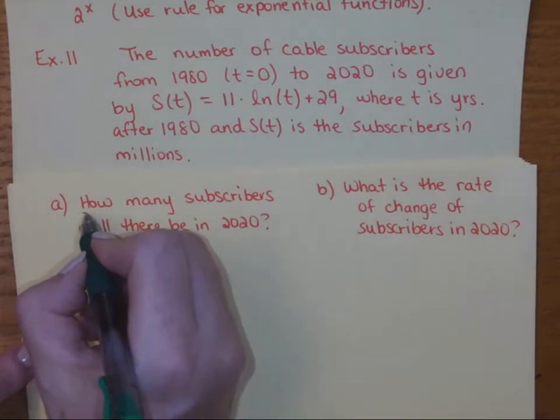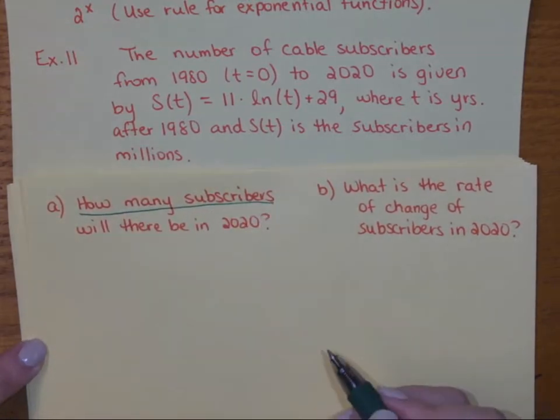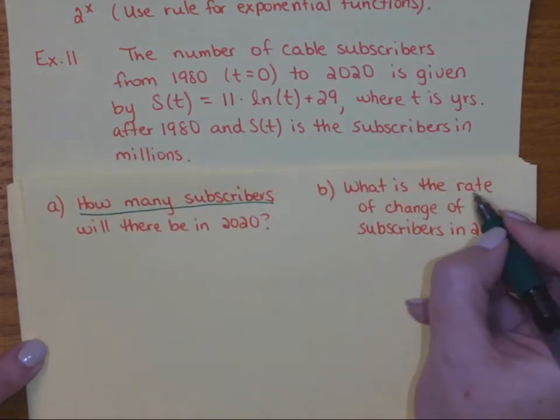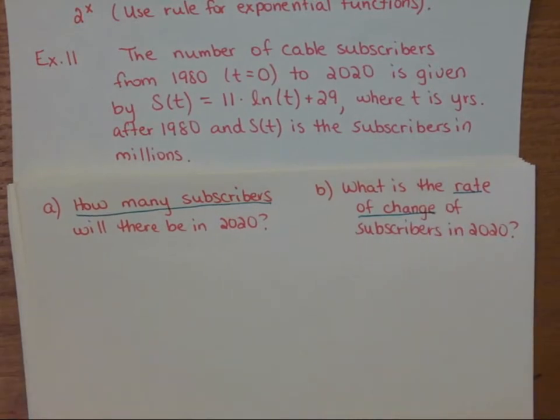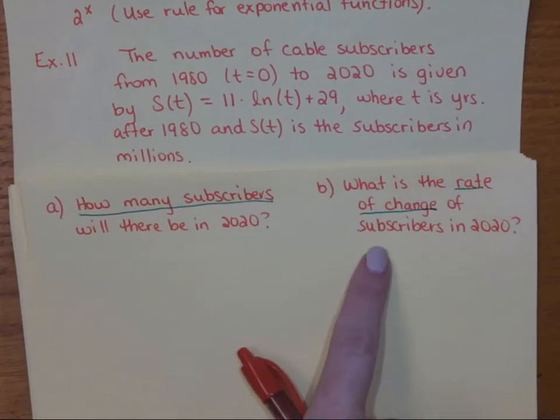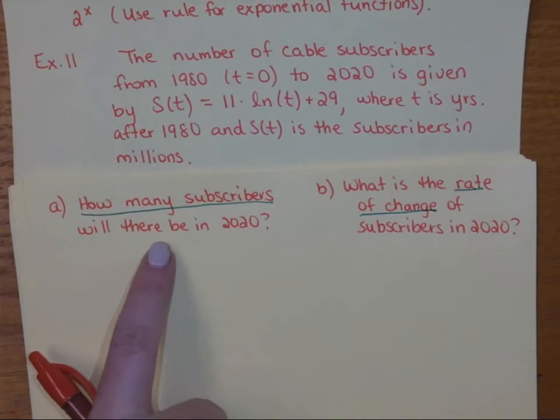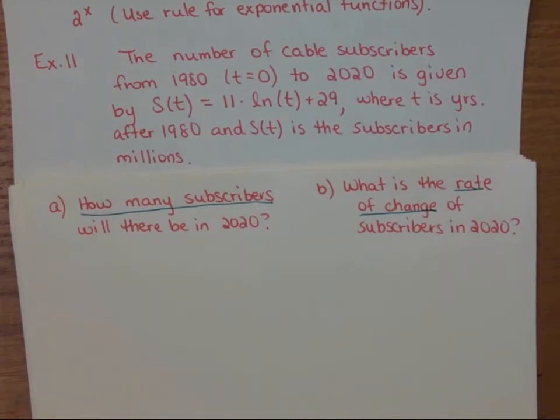Alright, so this question asks how many subscribers there are, just what's the number of them. This one asks for the rate of change. So the question you need to ask yourself is, which one is really asking you for the derivative? Well, rate of change is synonymous with derivative, right? So this one is really asking you for the derivative. This one isn't. This one's just asking you for subscribers.